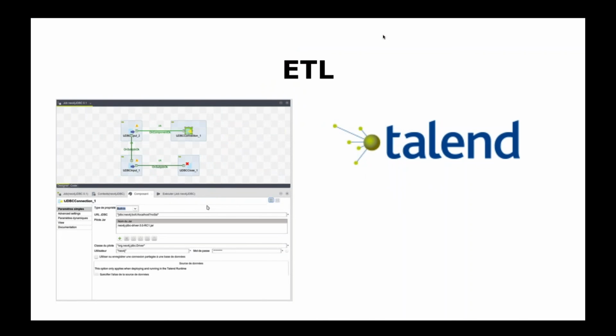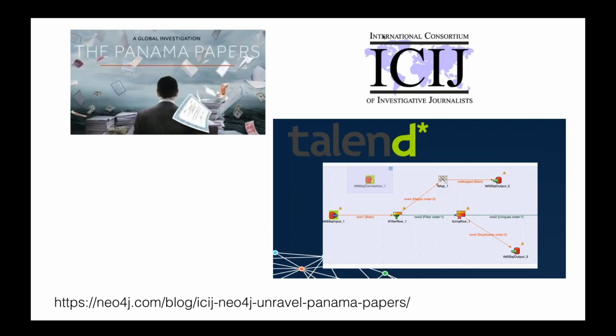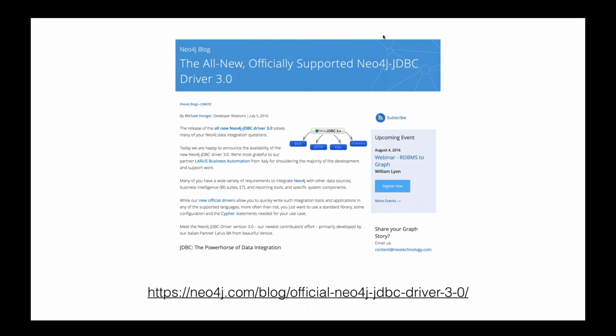This allows you to use lots of ETL tools such as Talend to import data from a relational database into Neo4j, using Talend just as you would for any of their other ETL pipelines. And this is exactly how the ICIJ imported data from the Panama Papers leak from a relational database into Neo4j, was using Talend. And the JDBC driver works with lots and lots of BI tools and ETL tools. There's a great blog post talking about the JDBC driver. So if you're interested in that, I would encourage you to check that out as a resource.